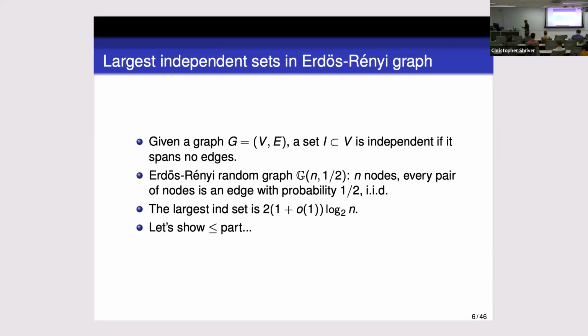I'll get our hands a little dirty here and show something. So here we have this graph, G(n, 1/2), and I want to compute the largest independent set. What we're going to do is fix a number k, and instead compute a quantity G(k), which is the number of independent sets of size k. It's a random variable. Let's compute its expectation.